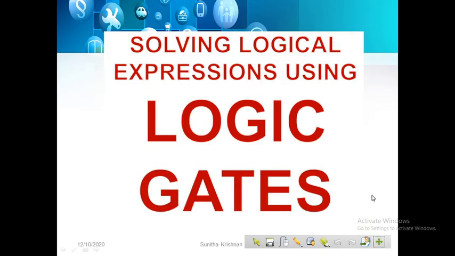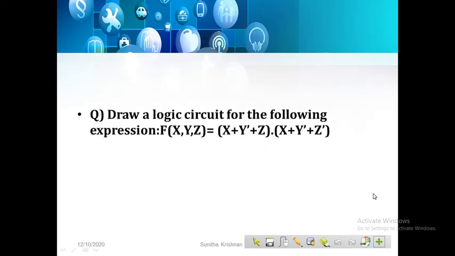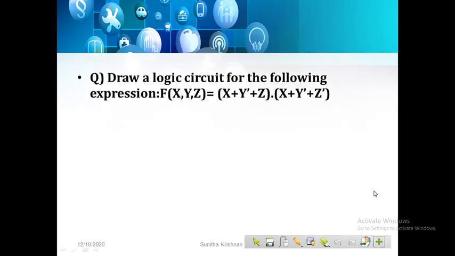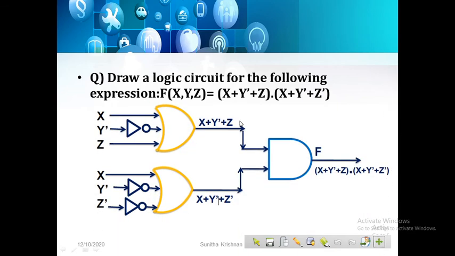Now how will you solve using logic gates? So this is the first question. You have to draw the logic circuit for the following. For OR operations, you can use the OR gate, and for AND operations, you have to use the AND gate. You see, this is how it's coming. For inversion, you can use inverters. 3 inputs are there, so use a 3 input OR gate, and 2 input AND gates. So this is the answer. Just try it in your notebook.